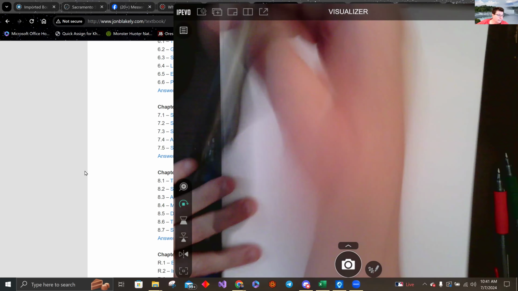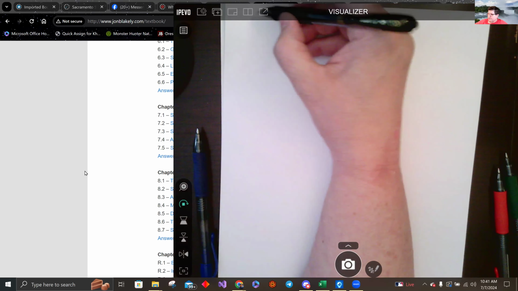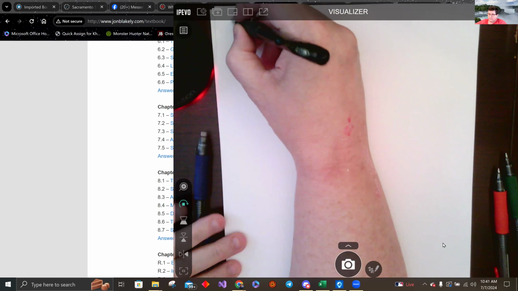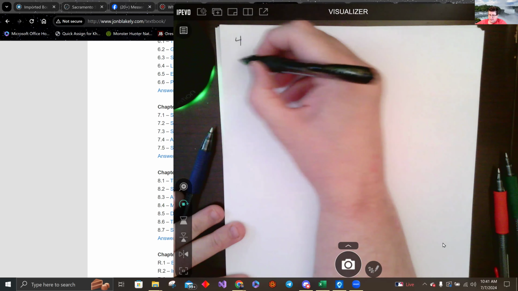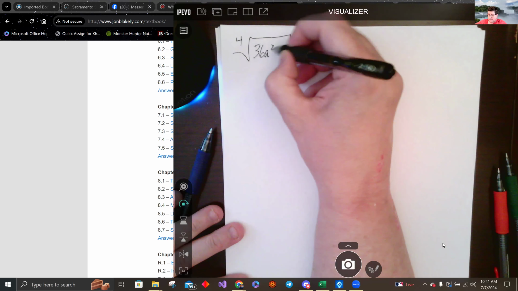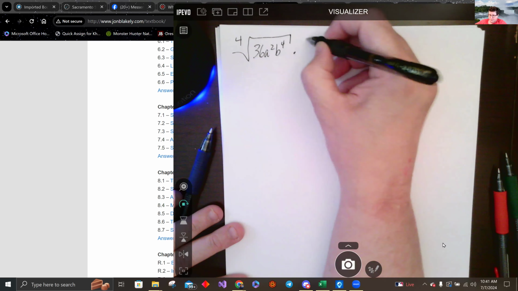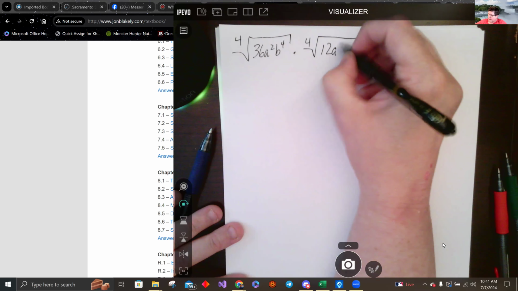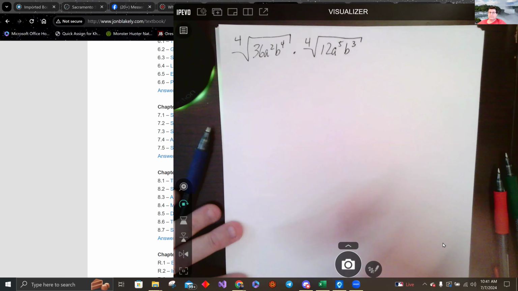Give you more to try. Let's do the fourth root of 36a squared b to the fourth power times the fourth root of 12a to the fifth power b cubed.